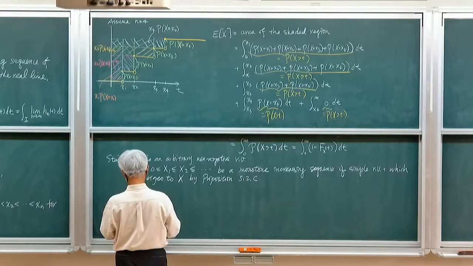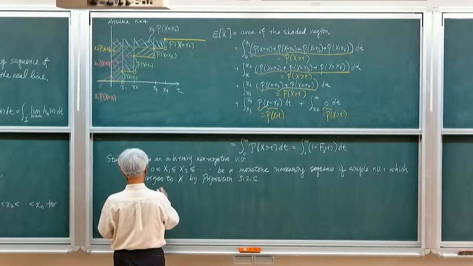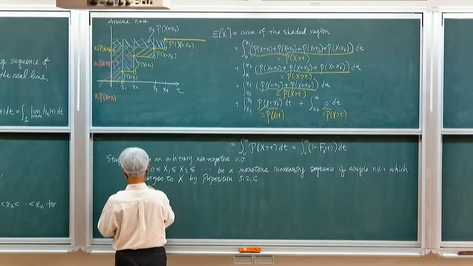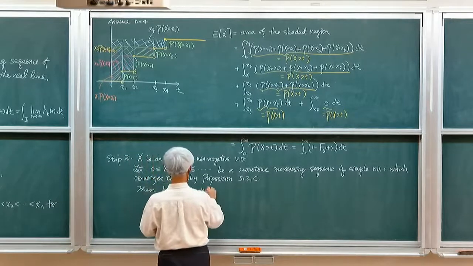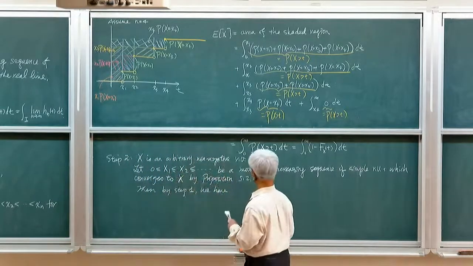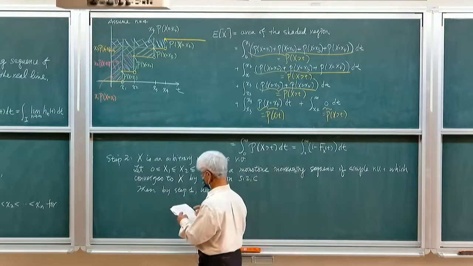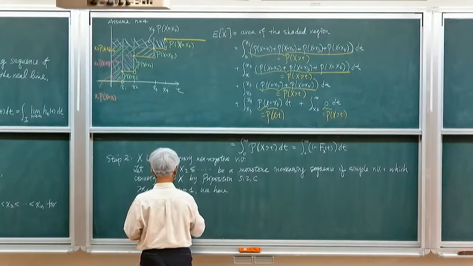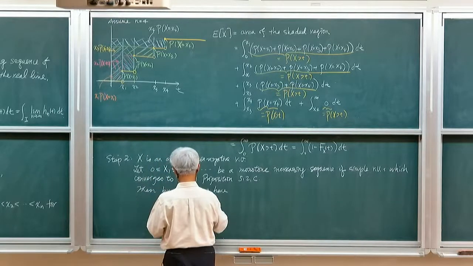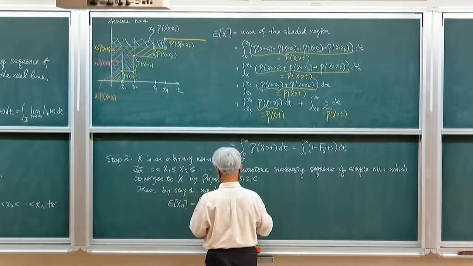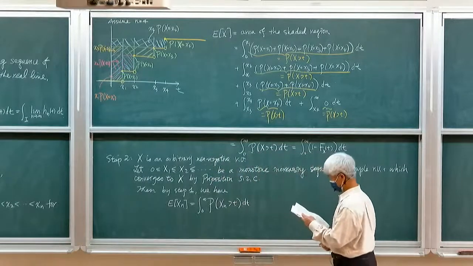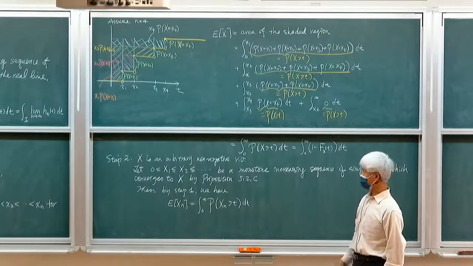And so now for each n, by step 1, because each Xn is a simple non-negative random variable, the expectation of Xn is equal to the integral of the probability that Xn is greater than t, dt. Right, so this is from step 1.